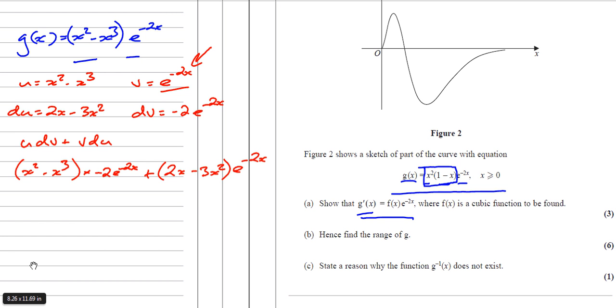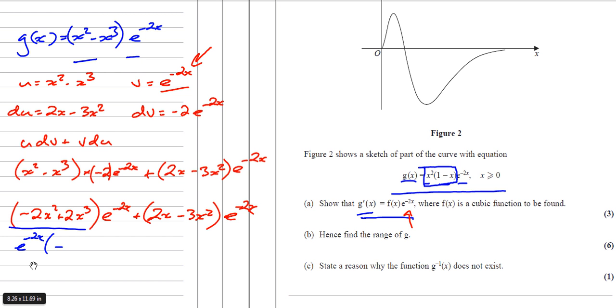Now if we sort this out by multiplying inside by minus 2, we've got minus 2x squared plus 2x cubed times e to the minus 2x, plus 2x minus 3x squared times e to the minus 2x, which is kind of looking like what we want to get it towards, but we want one function times e to the minus 2x. So what we're going to do is factorize out e to the minus 2x. So if we do that, we've got e to the minus 2x, and that's this thing, the minus 2x squared plus 2x cubed.